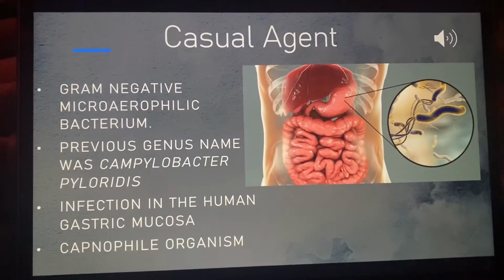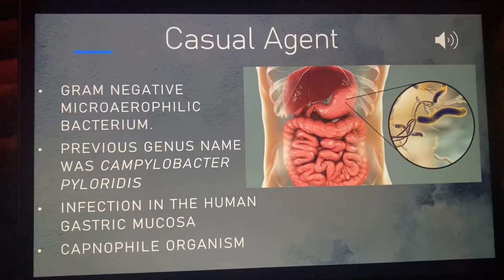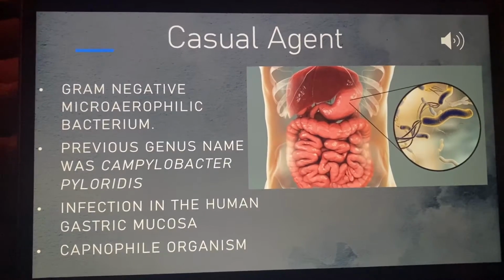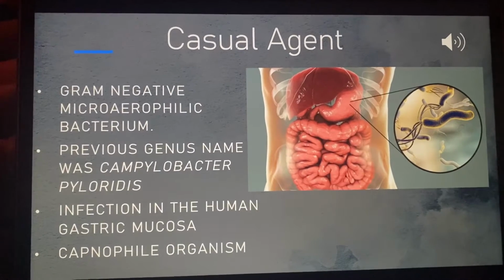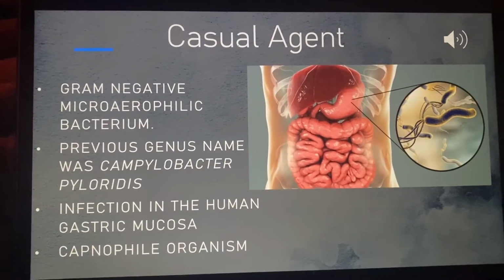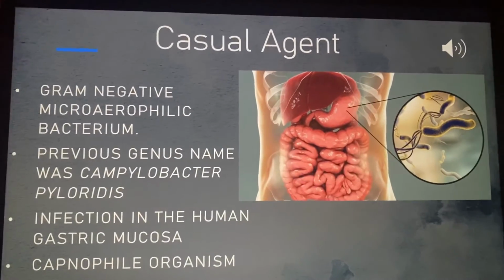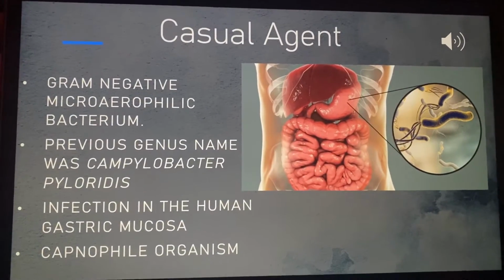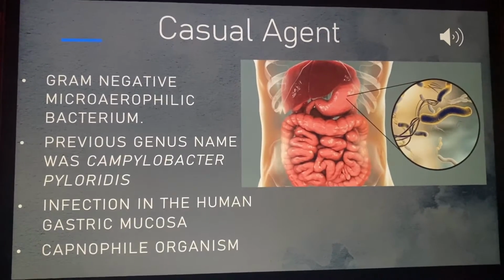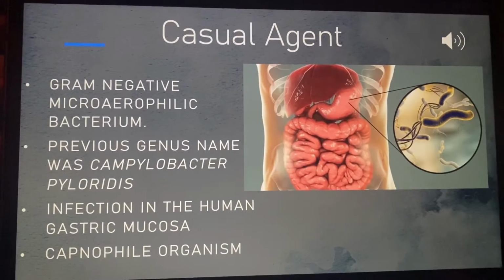The previous genome name was Campylobacter pyloridis. Then it got changed because the sequences of the RNA were not matching. This infection, we can find it in the human gastric mucosa, which is in the stomach. And this organism is a capnophile, which means it grows best at a temperature of 30 to 37 Celsius.